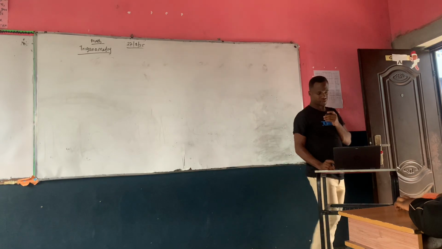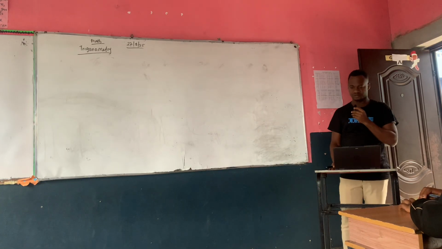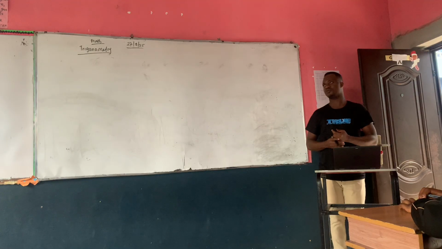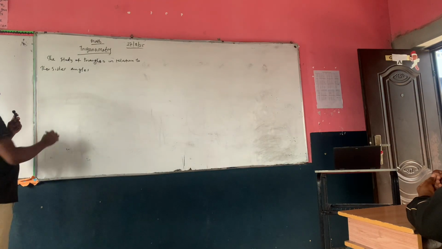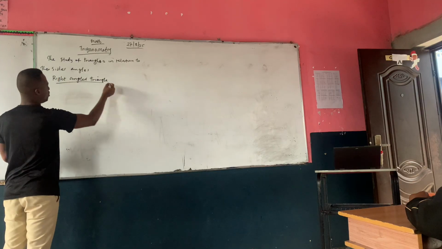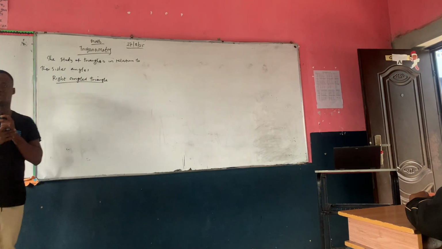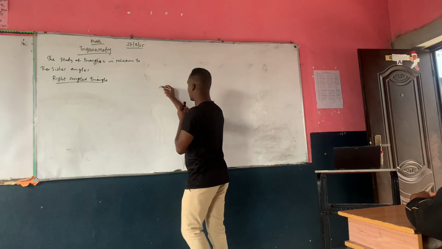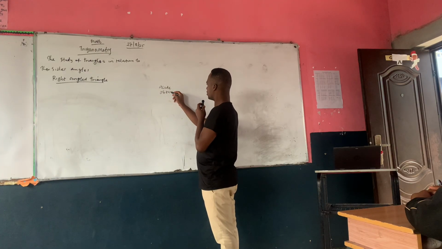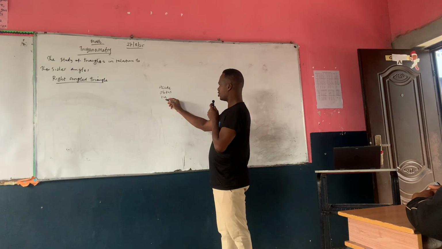When we talk about trigonometry, we are talking about the study of triangles in relation to their sides and their angles. For this class, we're going to consider what we call a right-angled triangle. We know that there are types of triangles. We have the acute angled triangles, obtuse angled triangles. We have the right-angled triangle.